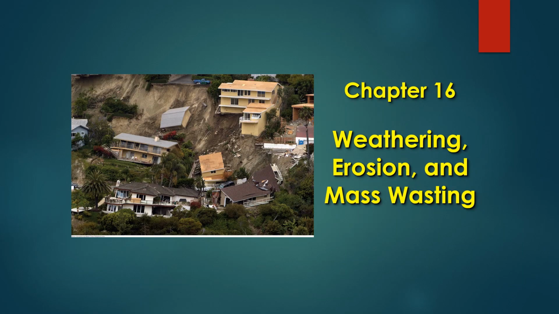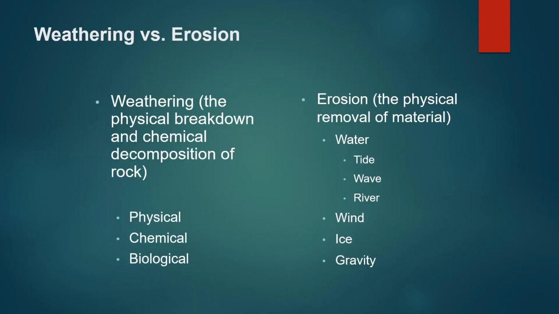Hello everyone. In this chapter, we will talk about weathering, erosion, and mass wasting. First, what are weathering and erosion? What are the differences between them? Weathering is the physical breaking down and chemically decomposing of rocks, which include igneous rocks, metamorphic rocks, and sedimentary rocks. The ways of weathering can be physical weathering, chemical weathering, and biological weathering.